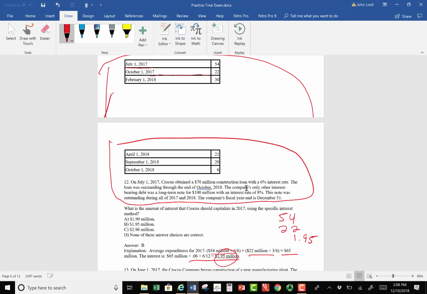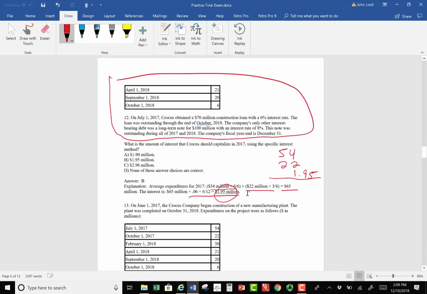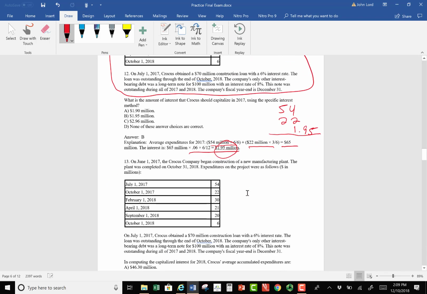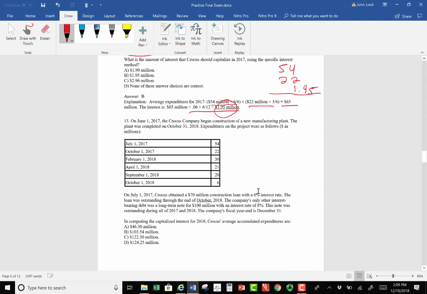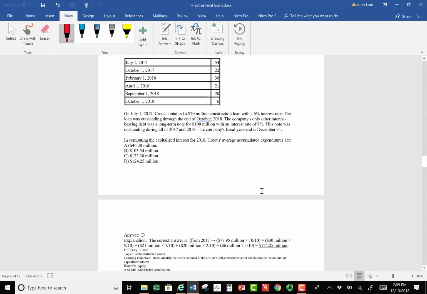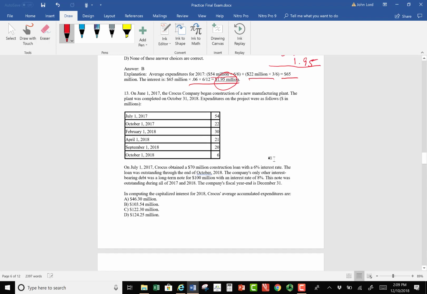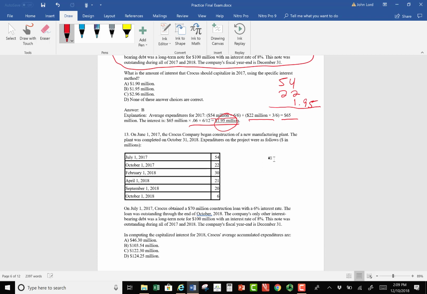Okay? But they've capitalized this much, haven't they? The amount they spend, and we just said we're capitalizing the interest, aren't we? Okay? So now our total amount that has been capitalized as an expenditure should be this 54 plus 1.95 plus 22, which should give us 77.95, right? Okay, now this is important, guys.